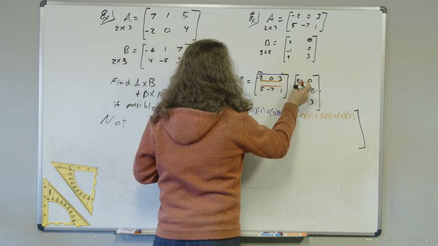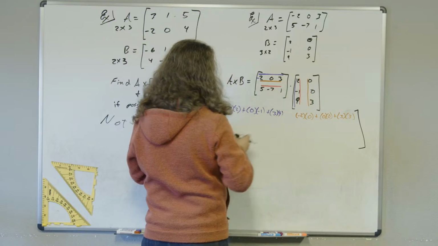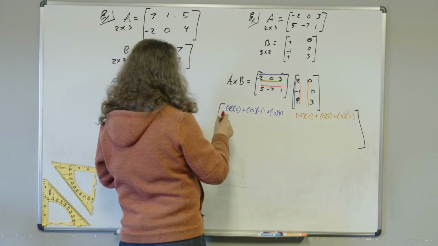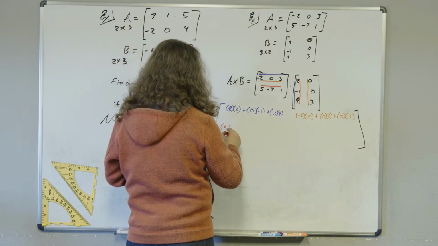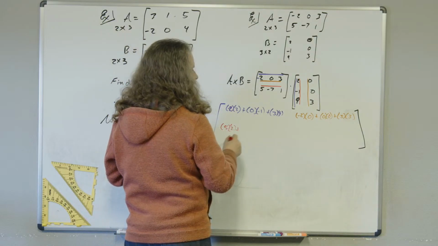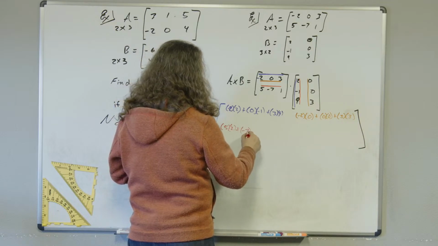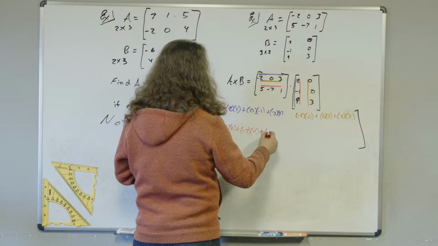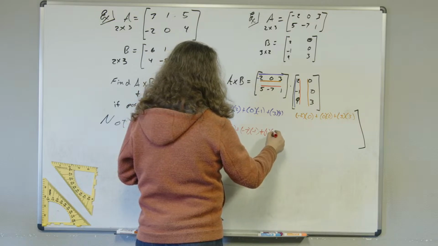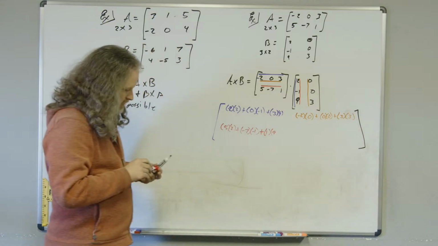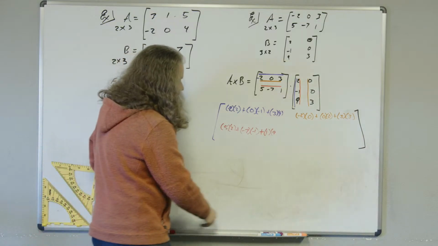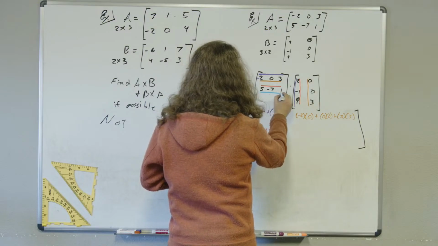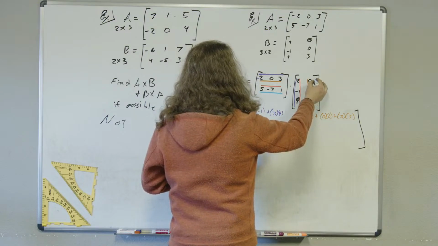Do this one times this one. So 5 times 2 plus negative 7 times negative 1 plus 1 times 9. And then we do the last one. So annoying to do every time, isn't it? This row times this column.